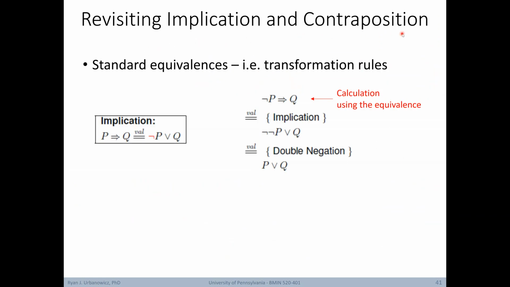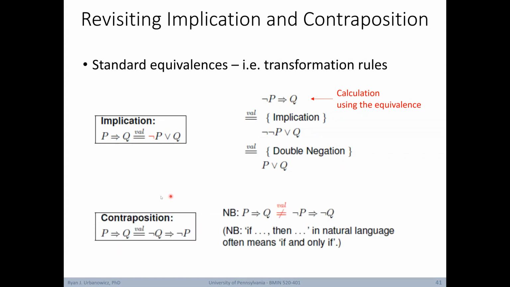Now let's revisit implication and contraposition. Here we have the implication standard equivalence. If P then Q is also equivalent to not P or Q. Here we can see our first example of how we can use these equivalence rules to transform logical expressions. Starting with not P implies Q, we can apply the implication equivalence to yield double negative P or Q. Basically, using the implication, we substitute in P implies Q with its equivalent proposition, giving us double negated P or Q. We can then apply the double negation equivalence to yield P or Q alone. This means that negated P implies Q is equivalent to P or Q.